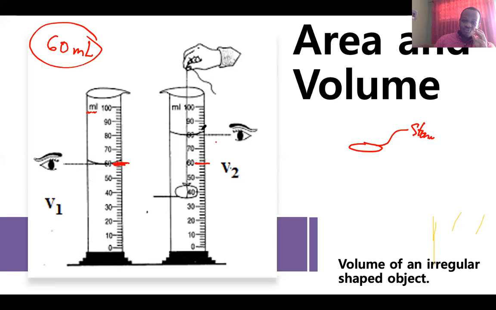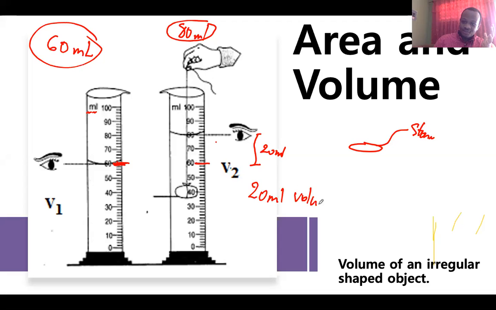So what is our volume of water now? 80 milliliters, sir. So it was at 60, and now it is at 80 milliliters. It rose 20 milliliters. So this is 20 milliliters. Somebody want to guess the volume of our stone? 20 milliliters. Very easy, right? Yes, sir, 20 milliliters.